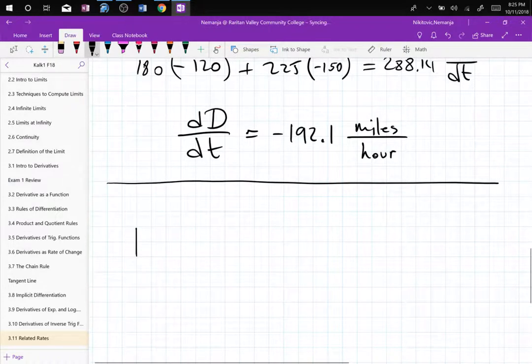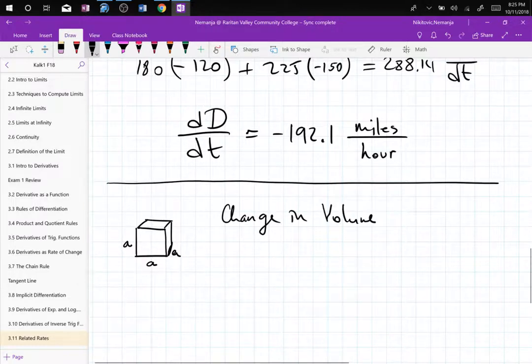Another problem that you can consider would be an ice cube. Ice cube with a side A. Now cube has all sides the same, and we want to study the change in volume. If you leave the ice cube out on the sun, it's going to melt. What happens as the ice cube melts? What happens with the qualities of that cube?